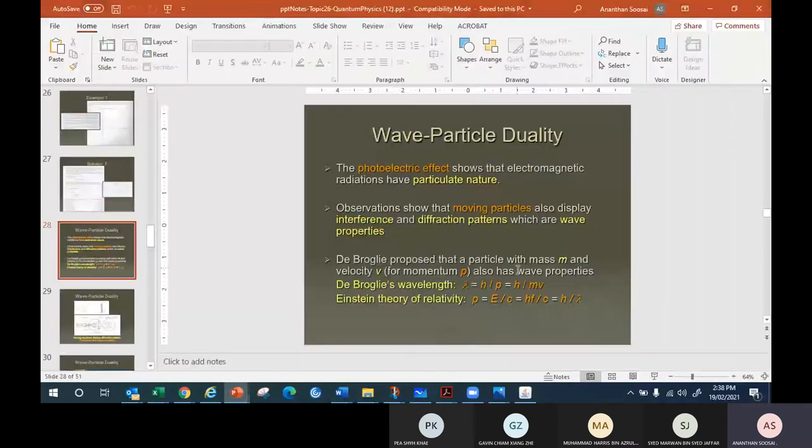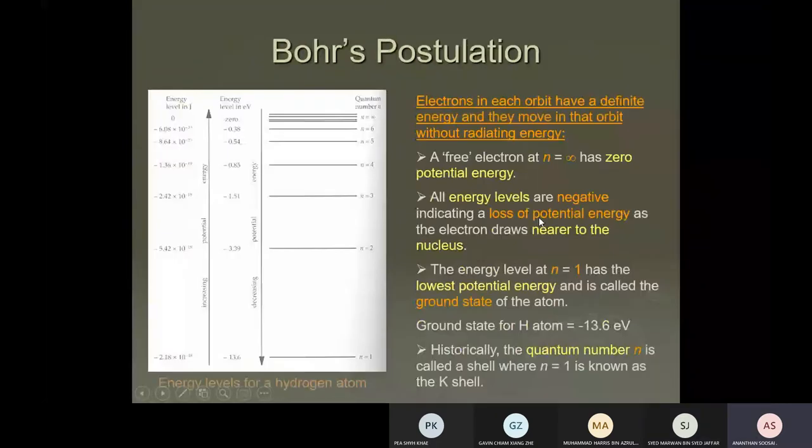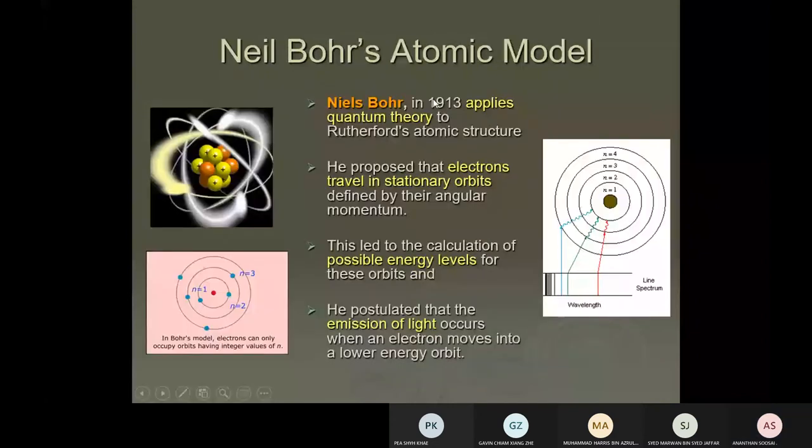So we go to the PowerPoint. Bohr's postulation. Niels Bohr in 1913 applied quantum theory to the Rutherford atomic structure. He proposed that the electron travels in a stationary orbit, that is, a fixed orbit for the electron to travel. This led to the calculation of possible energy levels.